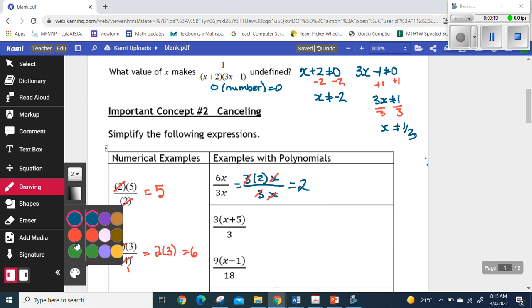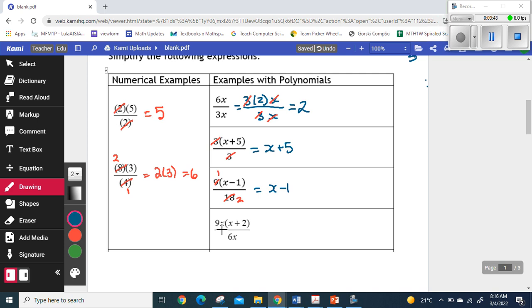How about down here? I've also got it factored. So I've got a 3 in the bottom and a 3 up top, so they cancel out. I can't cancel anything else, so we're done. So my answer is going to be the x plus the 5. And that's it, you're done. Okay, how about the next one? Let's see. 9 goes into itself once. 9 goes into 18 twice. So we are left with x minus 1.